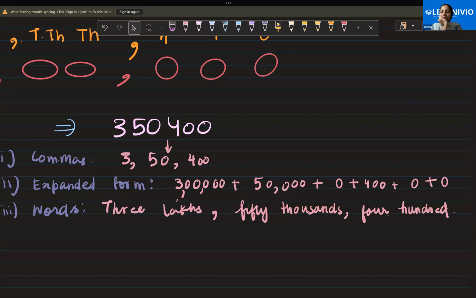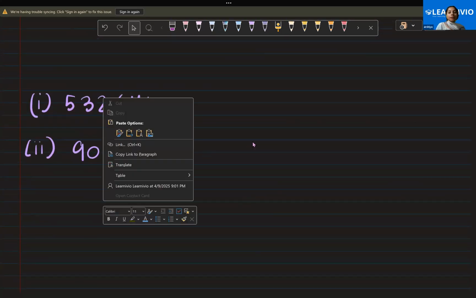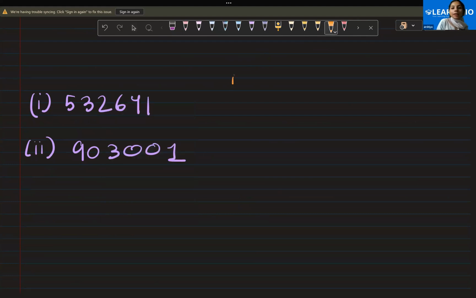Done, ma'am. All right, now can you solve these two the same way? Write it in commas. I'm writing it down. Both the numbers, ma'am, you have to write. Put the commas.